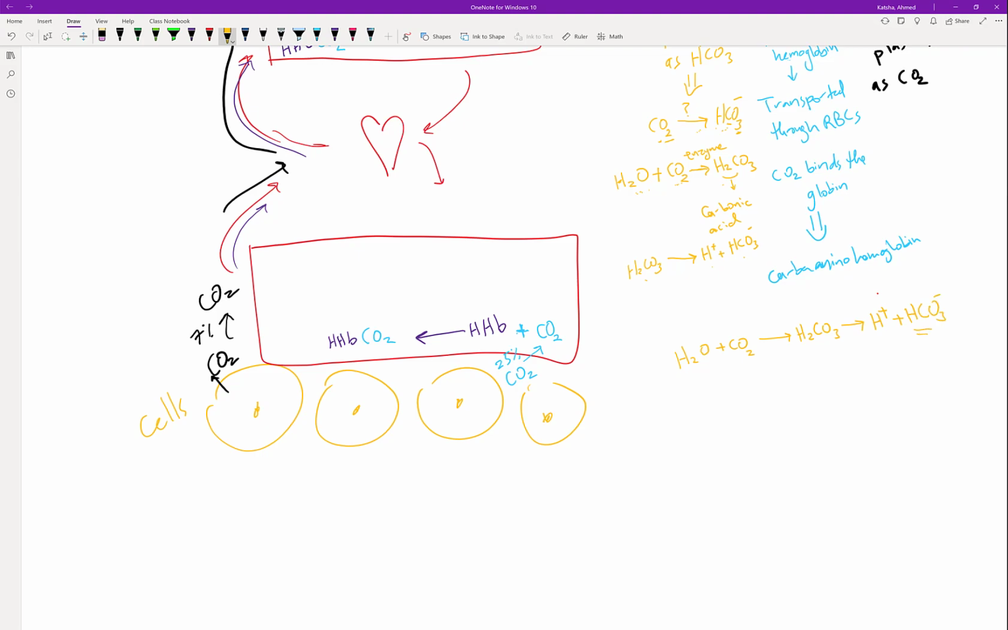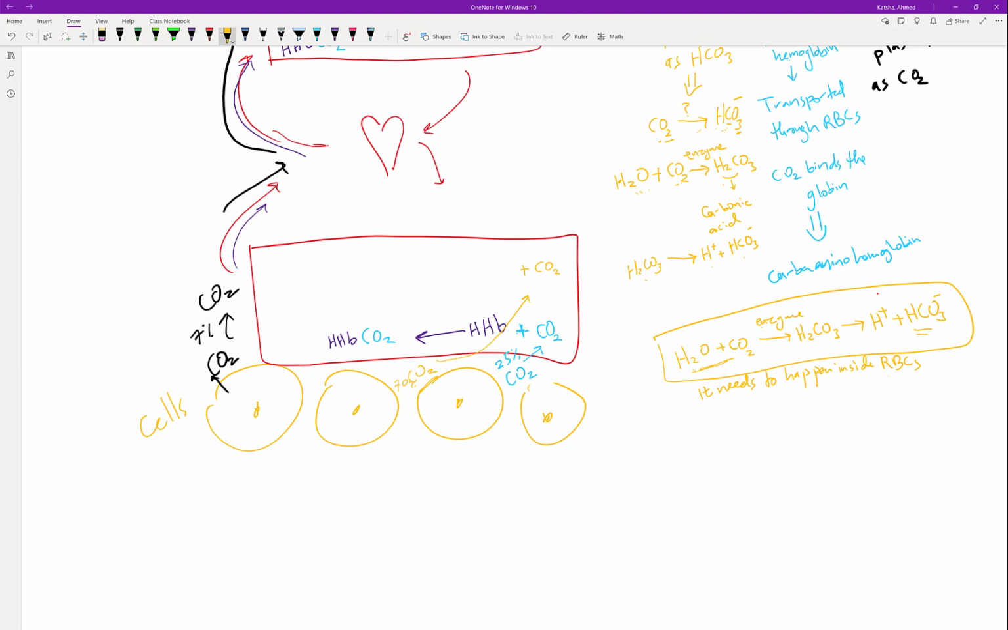Therefore, this CO2, in order for this process to happen, needs to happen inside red blood cells. Why? Because of this enzyme. This equation, this binding of water and CO2, can happen in the plasma, but inside the red blood cells it's much faster because of the enzymes. So for the 70%, the bulk of the CO2, to get it into bicarbonate, I have to take CO2 into the red blood cell.